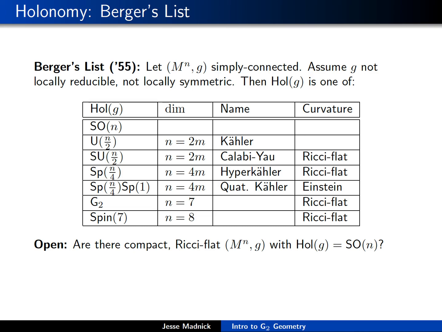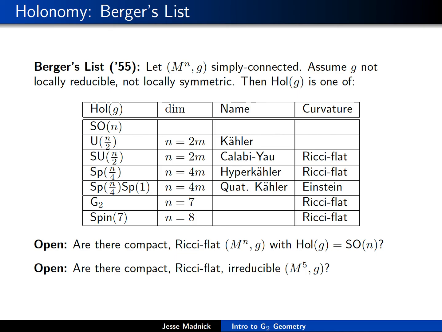I should point out that the generic metric has holonomy SO(n), right? If you pick a metric at random, there's a 99.99% chance that it has holonomy SO(n), that is the generic case. So it's really quite striking that we don't have any examples of this sort. And if you look at this list, you'll notice that the only odd number that appears outside of the generic case is 7. So in particular, we don't have any examples of a compact Ricci flat irreducible 5-manifold. That's another open question.